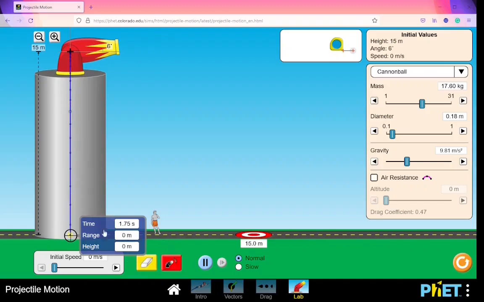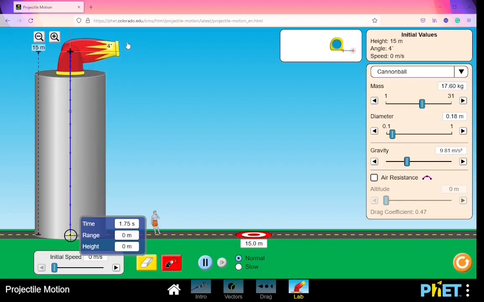The range is 0 because it didn't go anywhere downrange, that is, horizontally. And the height is 0 because when it's on the ground, it's defined to be at height 0. Up here, the initial height is 15. And notice it doesn't matter, I can change the angle here. Since I'm shooting it with an initial speed of 0, it's just going to fall straight down every time with the same drop time, 1.75. So that angle doesn't matter.